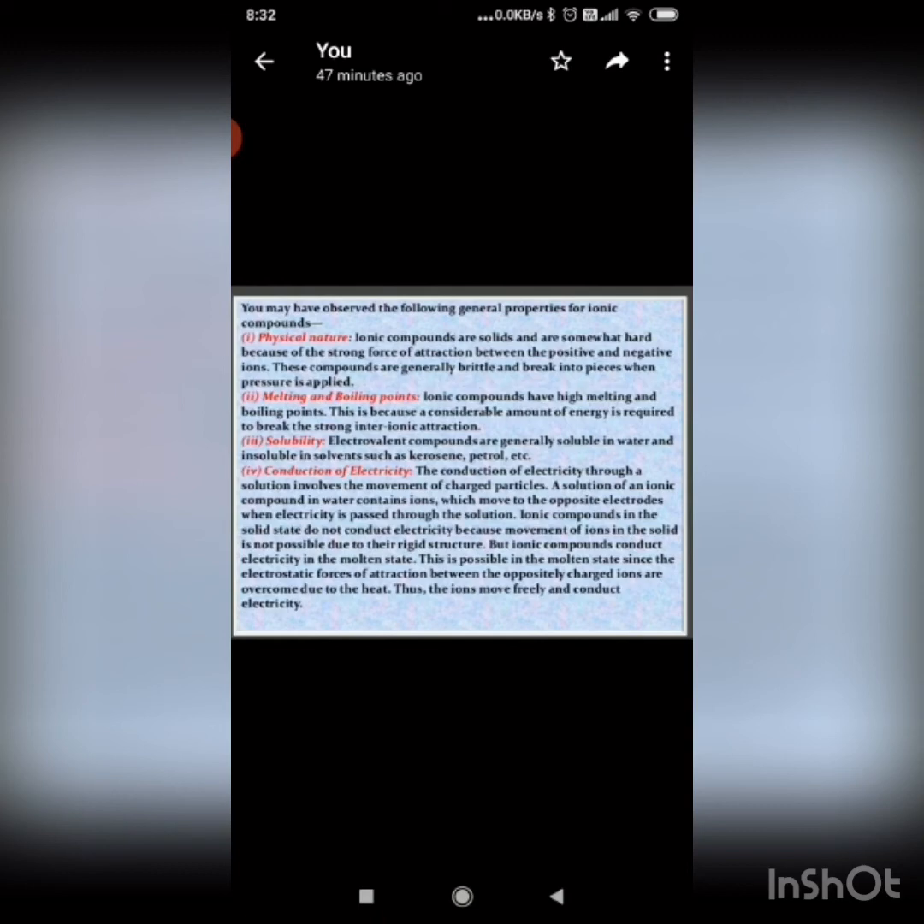But ionic compounds conduct electricity in the molten state. This is possible in the molten state since the electrostatic forces of attraction between the oppositely charged ions are overcome due to the heat. Thus the ions move freely and conduct electricity.